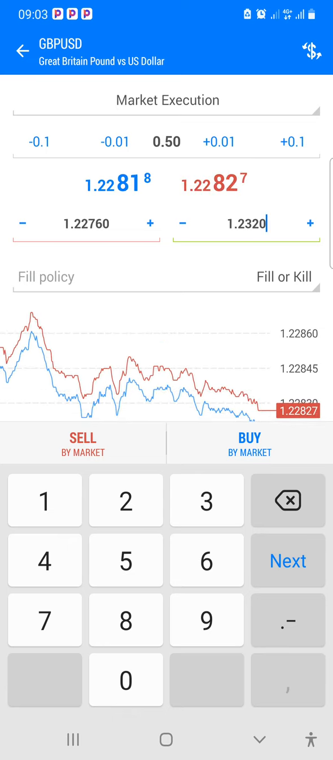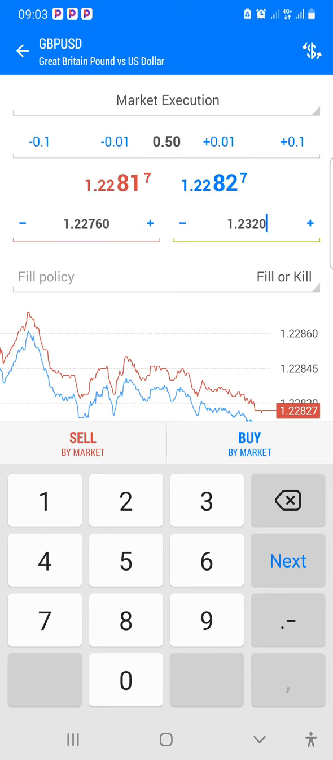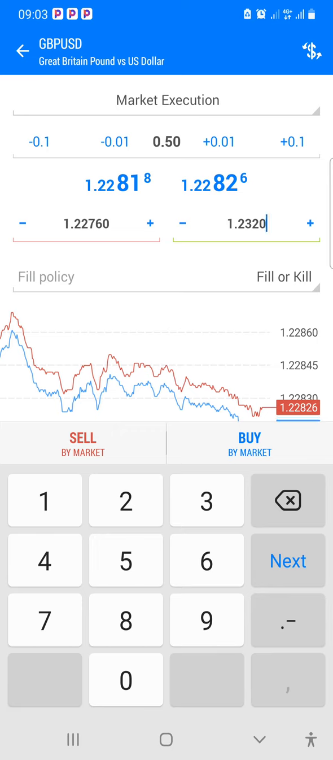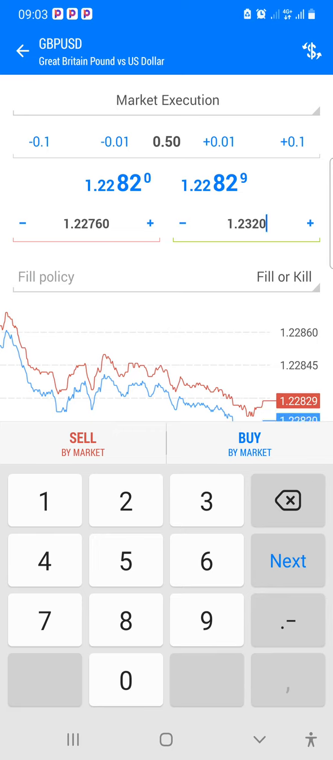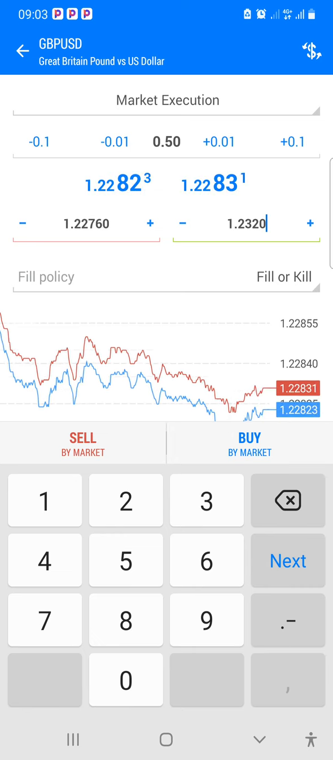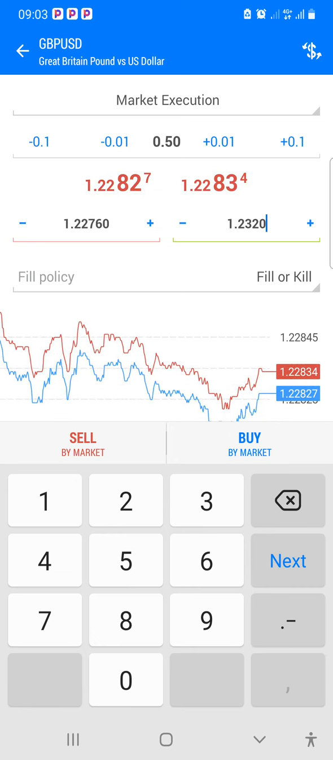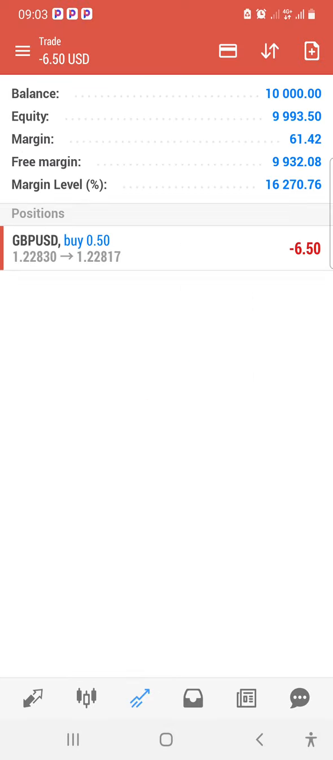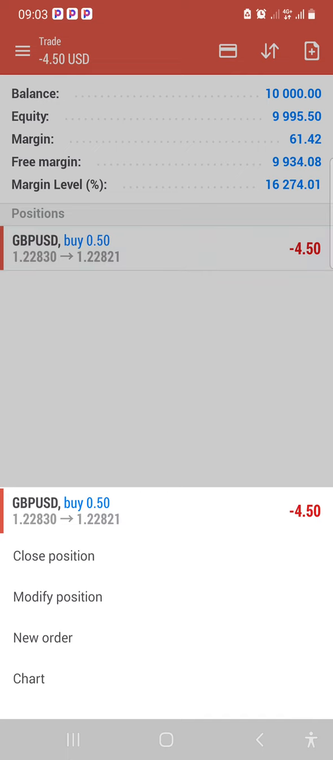So if you want to buy, of course this is a buy order. You just click on buy here, which is market execution. Let me just show you what I'm talking about. And you see the price will start moving. Look, my price is moving already. But I'm going to close this because this isn't it.